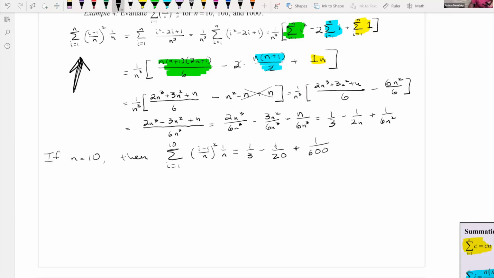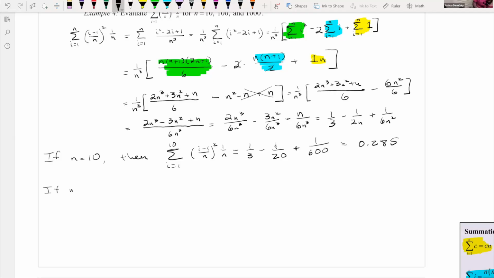And when you put this into a calculator, you add it up and do the work, you get 0.285. So that is what we would get if we added 10 of these guys in purple, i going from 1 to 10. All right, well, what happens when we go to 100?